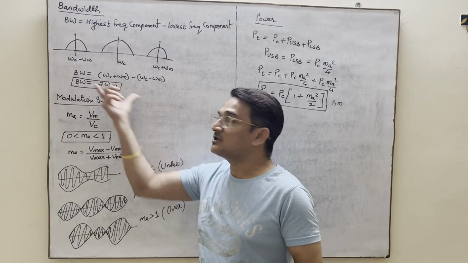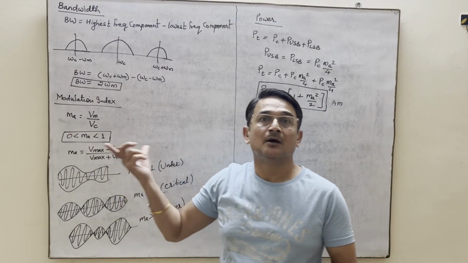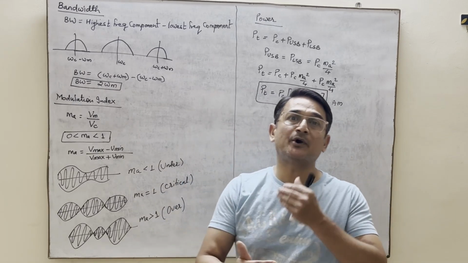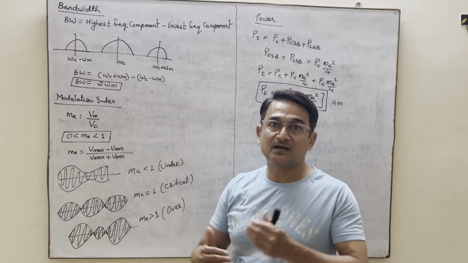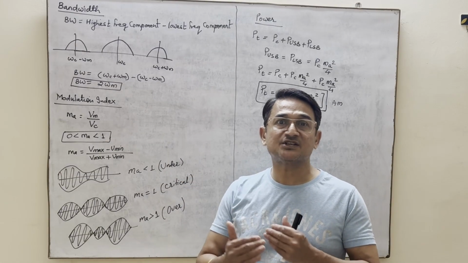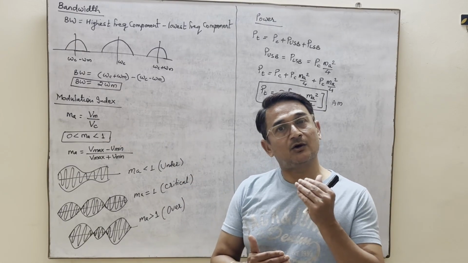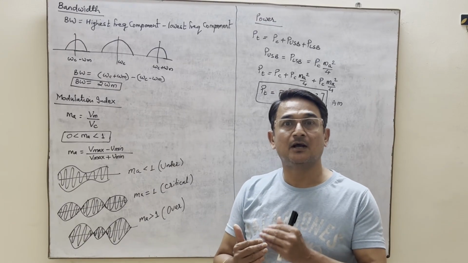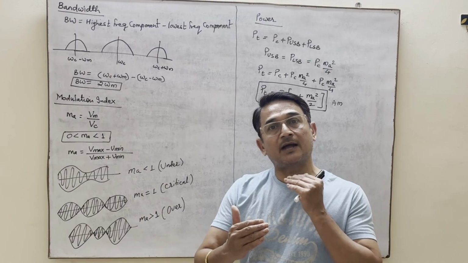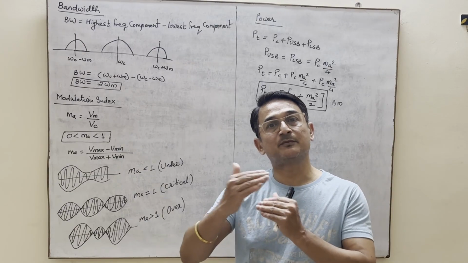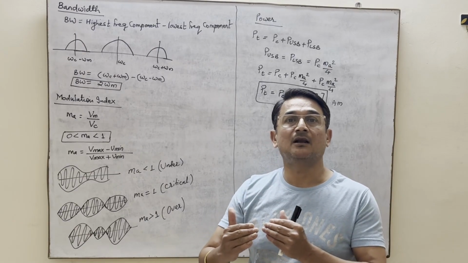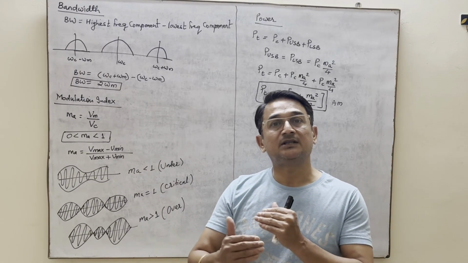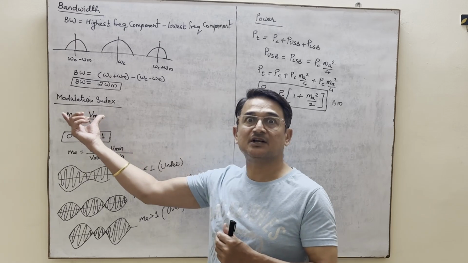Okay. The next concept is the modulation index. Modulation index means to what depth your signal is modulated. Basically, how is modulation achieved? You are combining a low frequency signal, which is the information signal, with a high frequency signal, which is the carrier signal. To what extent the carrier signal is mixed with the modulating signal, or the high frequency signal is mixed with the low frequency signal, is the measure of the modulation index.